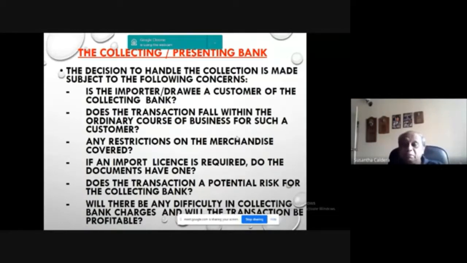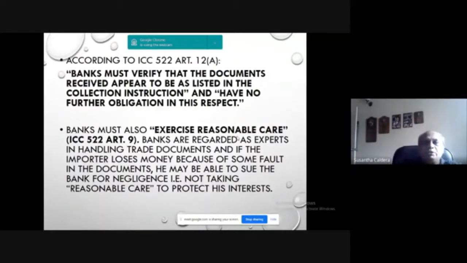Then it's bad for the collecting bank also. Bad reputation. Will there be any difficulty in collecting bank charges, and will the transaction be profitable? You have to see those things. According to ICC 522 Article 12A, banks must verify that the documents received appear to be as listed in the collection instructions and have no further obligation in this respect.